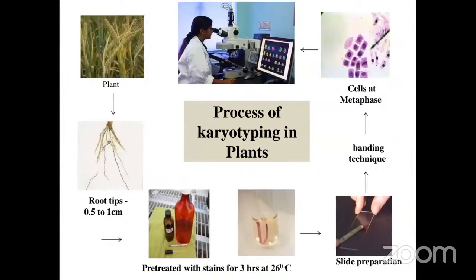Generally, whenever we study, you know that rice has a different chromosome number, wheat has a different chromosome number, and cotton has a different chromosome number. So all plants vary in their chromosome number.